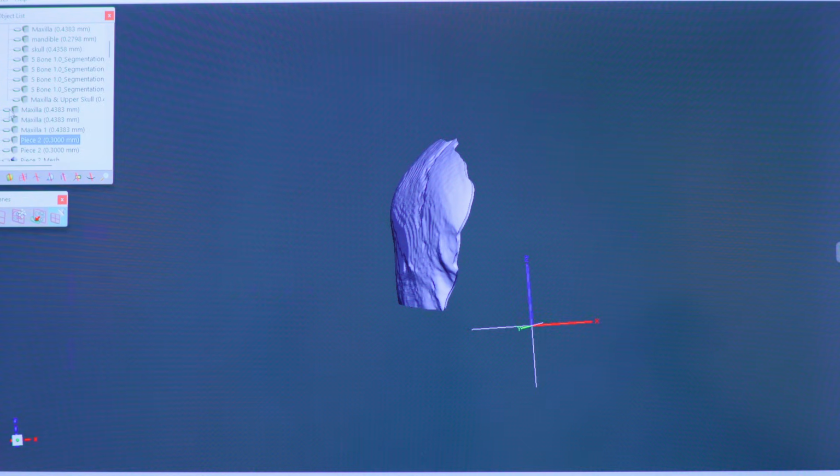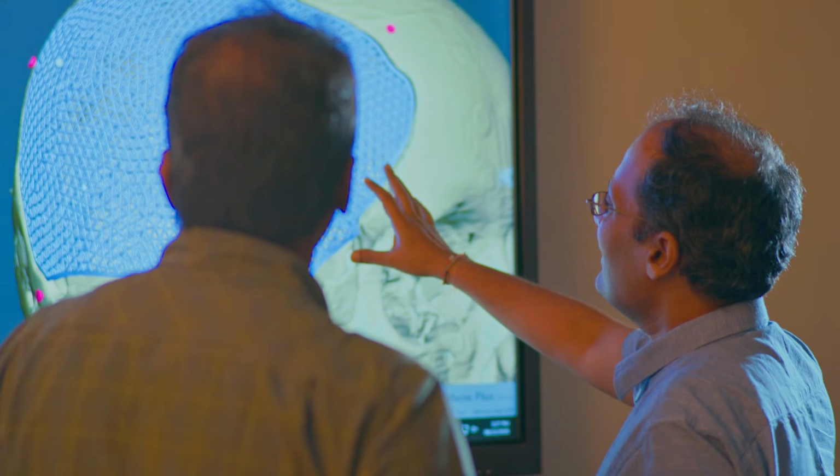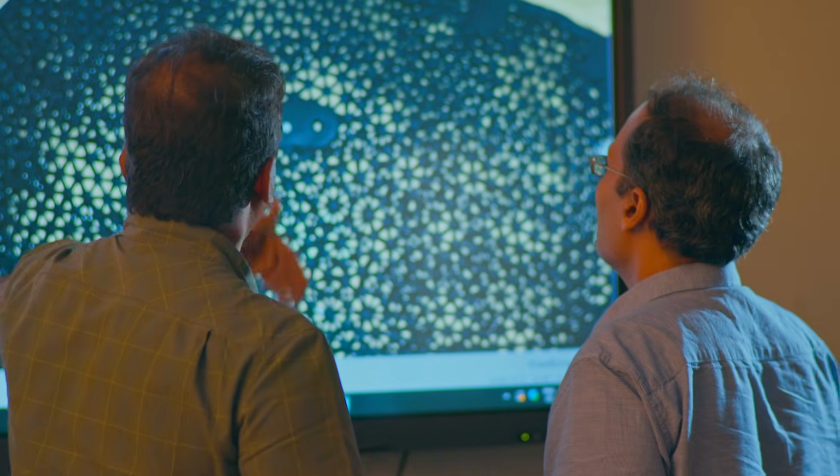At the heart of the design is an internal lattice. It is not a solid plate. It is an open lattice.